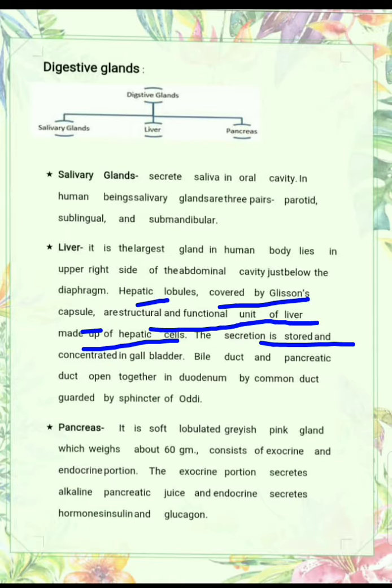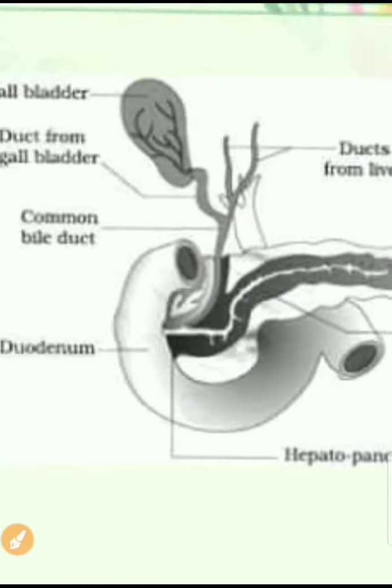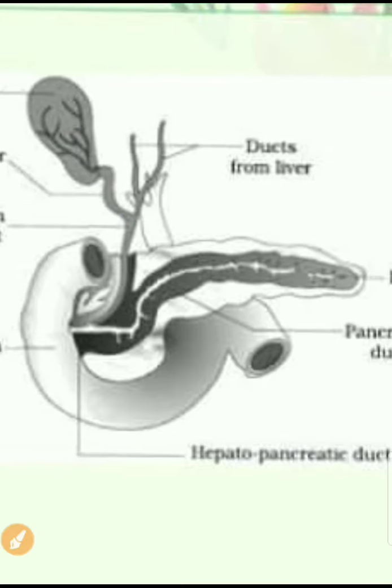The secretion is stored and concentrated in the gallbladder. You know that the liver secretes bile juice, so bile juice is stored in the gallbladder for some time. The bile duct and pancreatic duct open together in the duodenum by a common duct guarded by the sphincter of Oddi. Let us see in this diagram: this is the gallbladder, and from the gallbladder a duct arises. And there is a duct from the pancreas also.